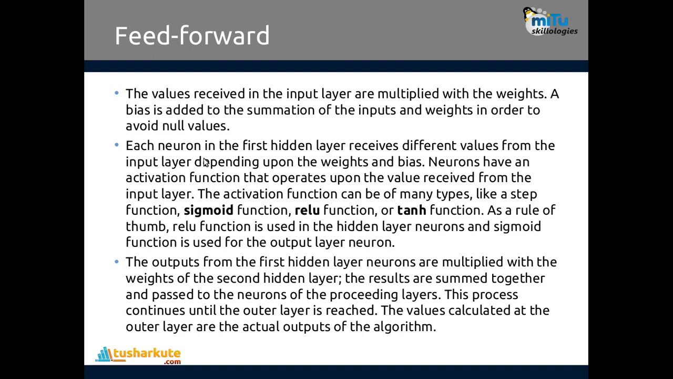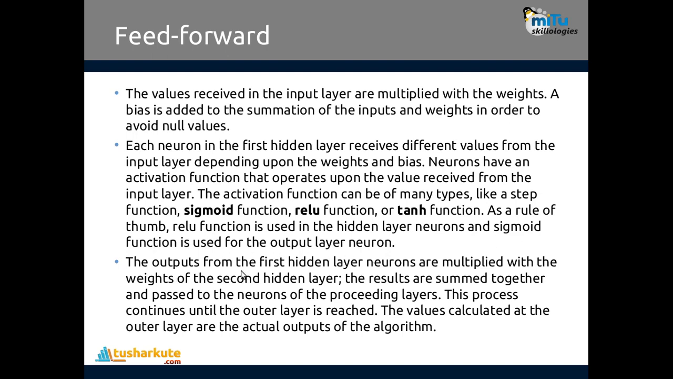Okay, then each neuron in the first hidden layer receives different values from the input layer depending upon the weights and bias. The neuron has an activation function that operates upon the value received from the input layer. The activation function can be of many types, like step function, sigmoid function, ReLU function, tanh function. These functions contain their formulas. It will work on those formulas, and the resultant value is passed to the next layer. As a rule of thumb, ReLU is the function used in the hidden layer neurons, and sigmoid function is used in the output layer neurons.